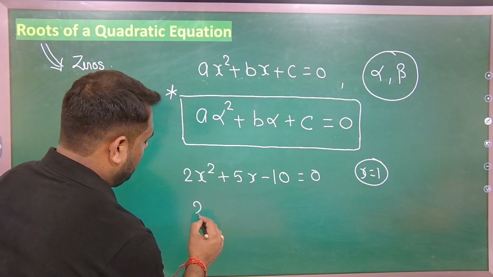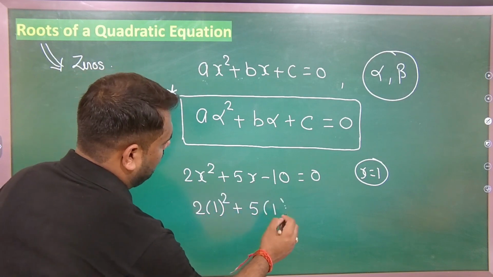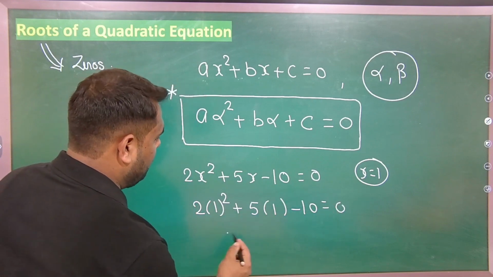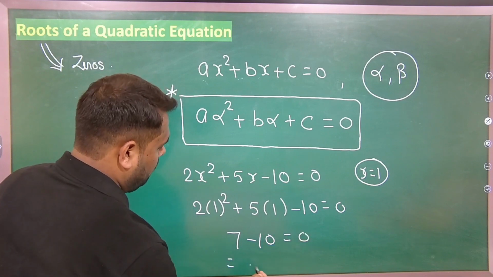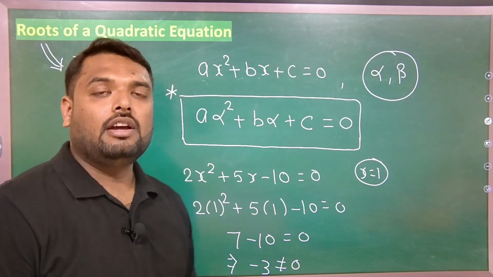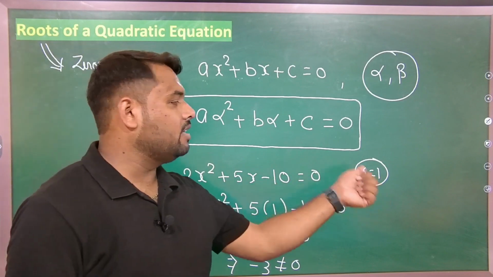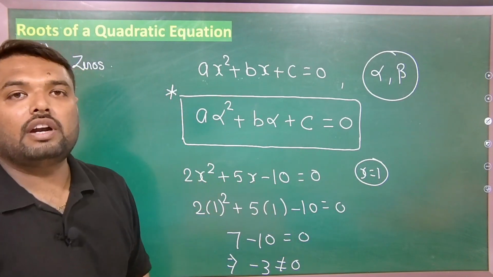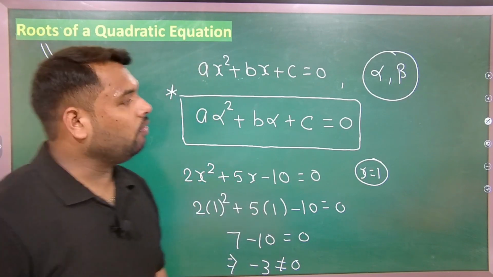Put the value, it will be 2 into 1 square plus 5 into 1 minus 10 equals 0. This will be 2 plus 5, that means 7, minus 10. This will be minus 3. Minus 3 equals 0? Not equals to 0. That means minus 3 is not equal to 0. So x equals 1 is not a root of this quadratic equation. Okay, got the point?